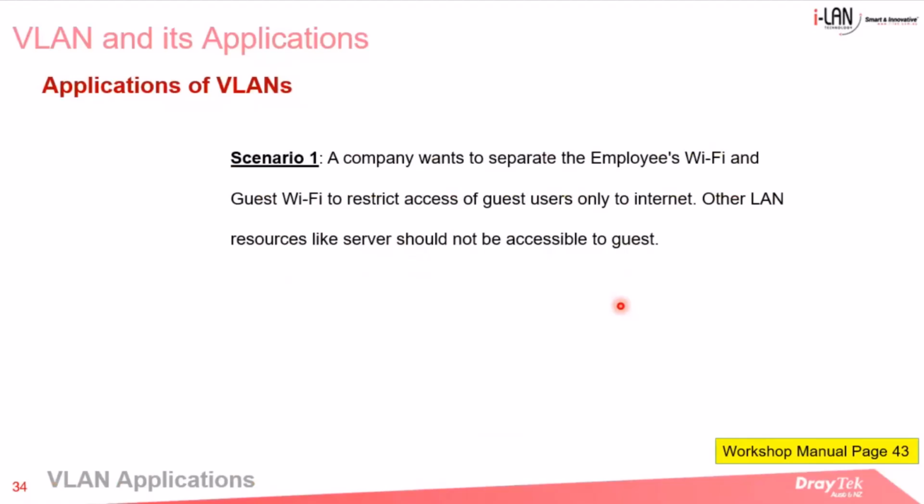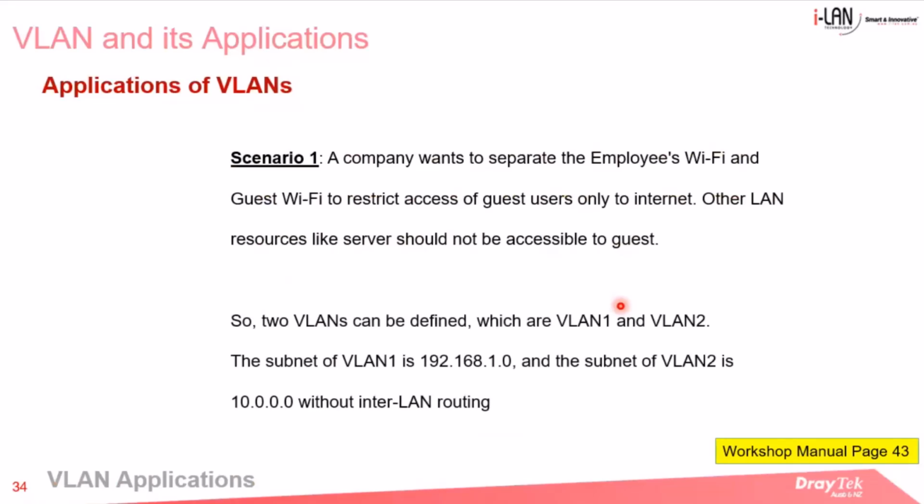Scenario one, let's assume a company wants to separate the employees' Wi-Fi and guest Wi-Fi to restrict access of guest users only to the internet. Other LAN resources like server, online portal, printer, and so on should not be accessible to the guests. So in here, we will define two VLANs, which can be VLAN 1 and VLAN 2. The subnet of VLAN 1 is 192.168.1.0, and the subnet of VLAN 2 is 10.0.0.0. And of course, we don't want to enable inter-LAN routing in this case.